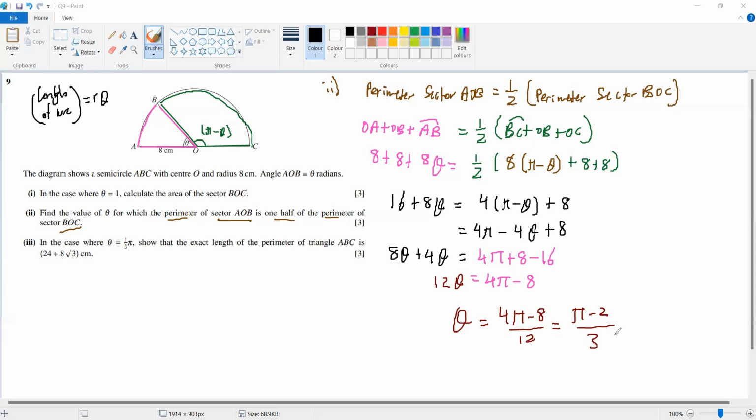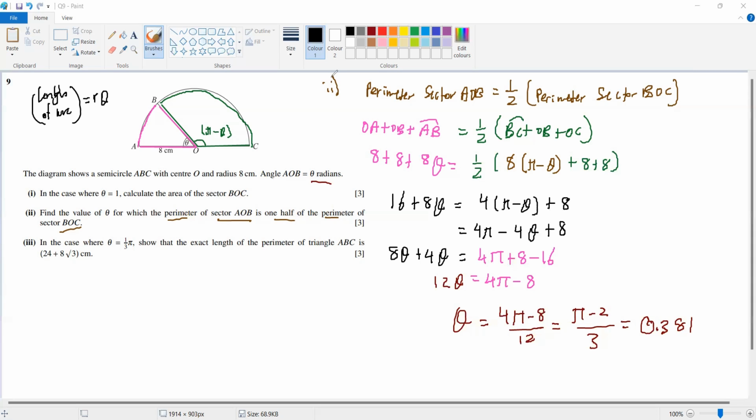Either we can leave it like that, or if we want to change it, because this is in radians. I think we leave the answer because they say theta is in radians at the start. So we can leave the answer like this. This is the exact answer. But if you want to get the decimal approximation, pi minus 2 on the calculator divided by 3, it's roughly about 0.381 radians.